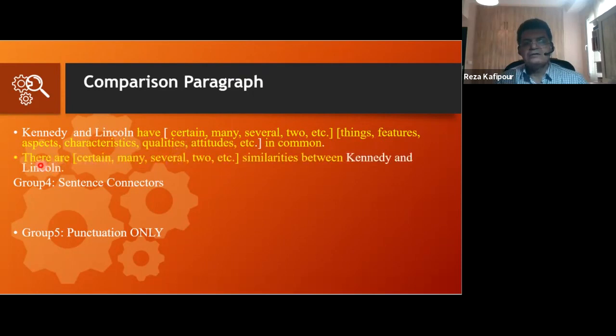The other structure, there are similarities between. It is another structure, as a predicate structure. So certain, many, several, or two, a degree of comparison, can be used voluntarily. It is not mandatory. You may use it or you may not use it. So we may say there are certain similarities between Kennedy and Lincoln. Again, a good structure for a topic sentence in a paragraph of comparison.